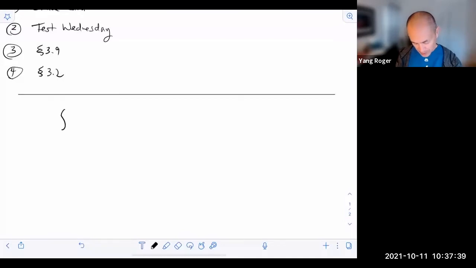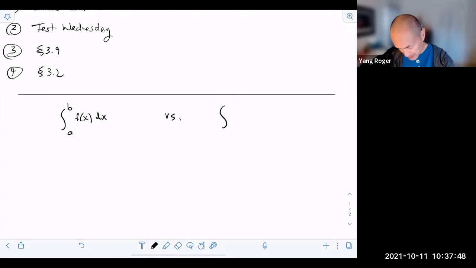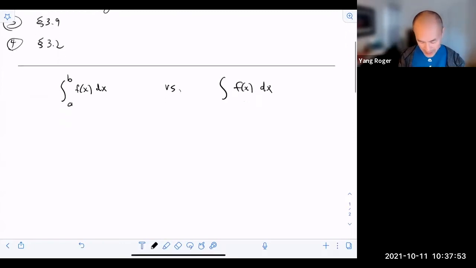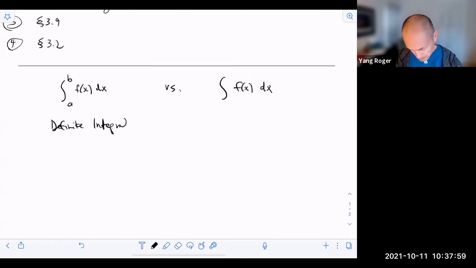Basically, we have two types of things. We have something that looks like this. And then we have something that looks like this. And this thing on the left, this is what we call a definite integral. This is area under the curve y equal to f of x from a to b.